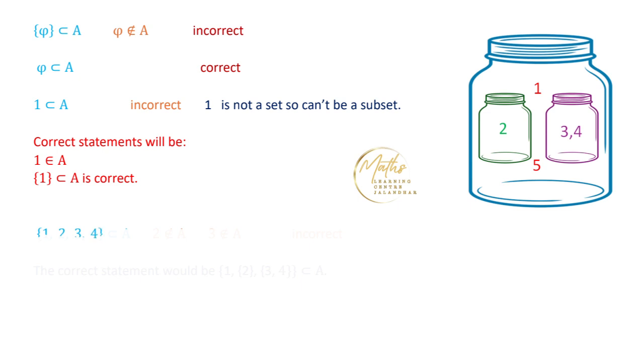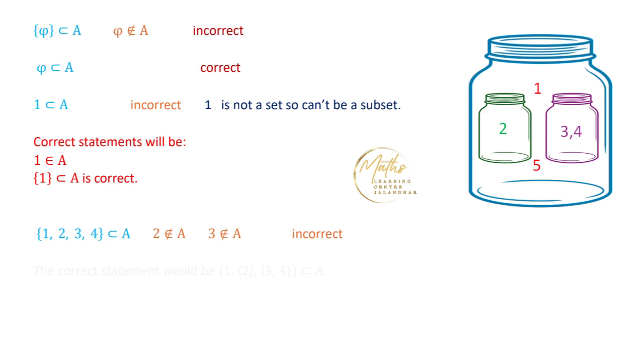Next is, the set {1, 2, 3, 4} is a subset of A. So this is the next statement we have. Again, we have the element 2 in this set. We are talking about 1, 2, 3, 4. This set contains an element 2, and this 2 does not belong to the set A, because in the set A we have the set which contains the element 2. Similarly, 3 does not belong to A. So this statement is incorrect.